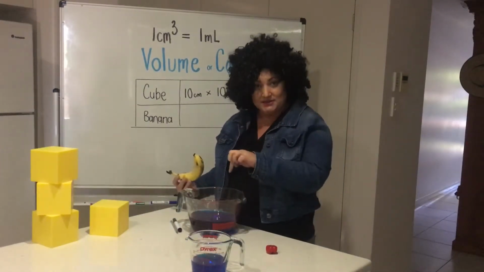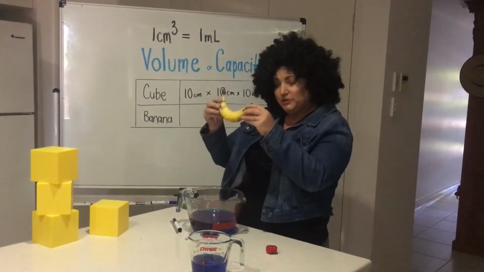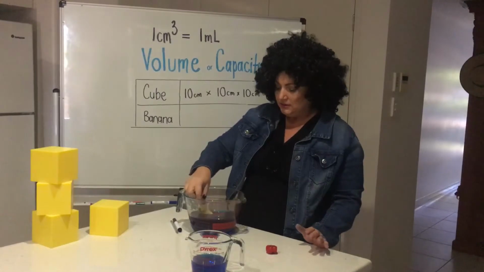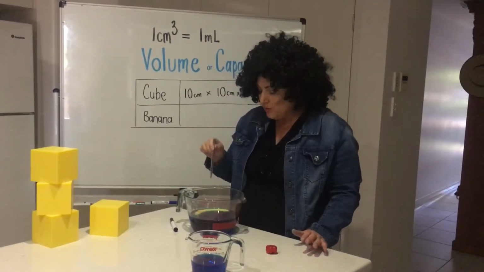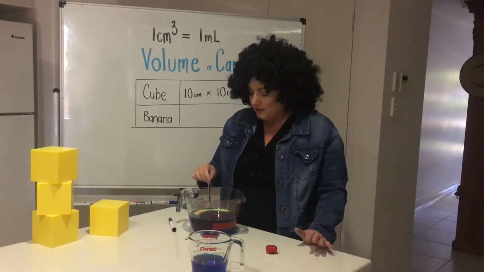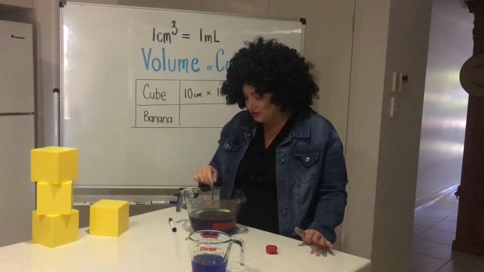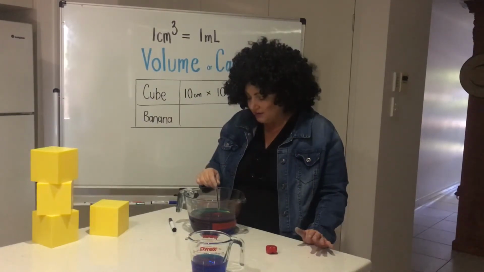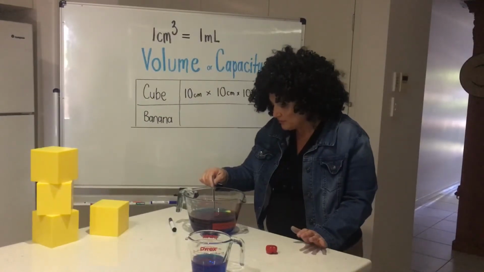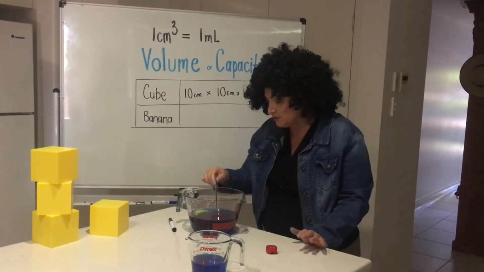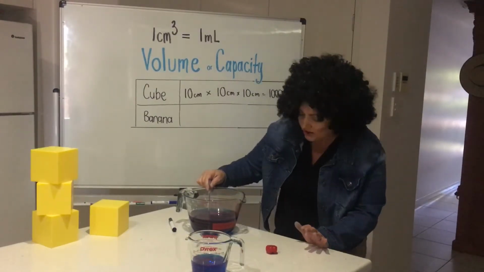Now, I have 1 litre, 1,000 millilitres of blue water. We're going to put the banana in the water and it's going to float. But what we want is the whole banana under the water. So we're going to use this pen just to push it down, not too far, because we're not measuring the pen, we're just measuring the banana. So let's see how far the water rises.